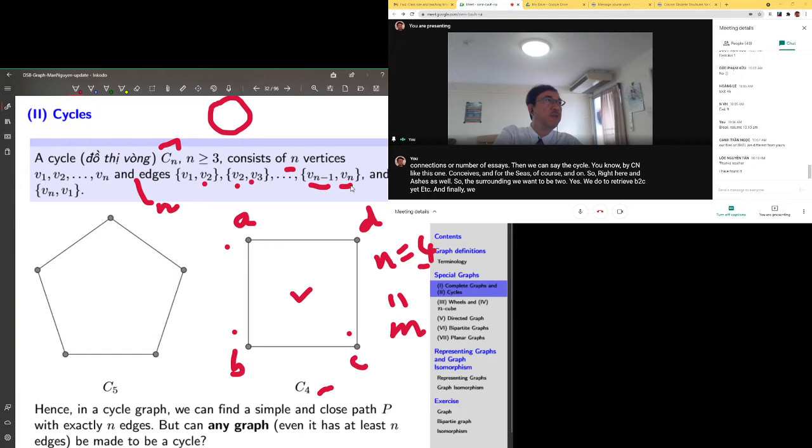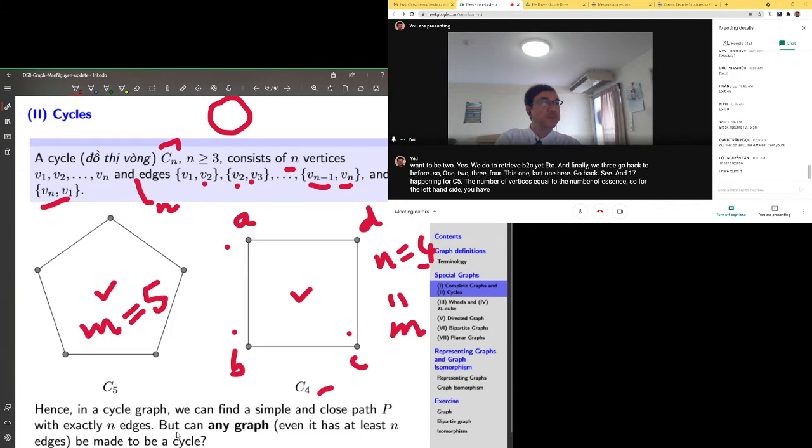So 1, 2, 3, 4, and this one, the last one here, go back, you see? And the same thing happening for C5. The number of vertices equals the number of edges. So for the left hand side, you have m to be number 5 as well.